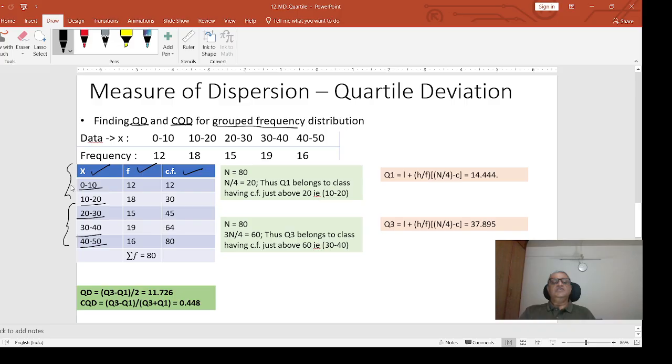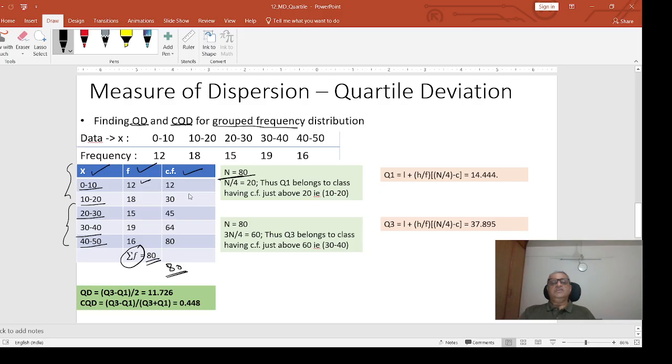Needless to say, if you remember, these classes are of exclusive type, and these are the frequencies. My sigma F is nothing but 80. So how many elements are there in this data? There are total 80 elements, so my n is equal to 80.